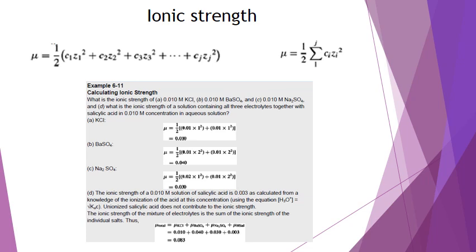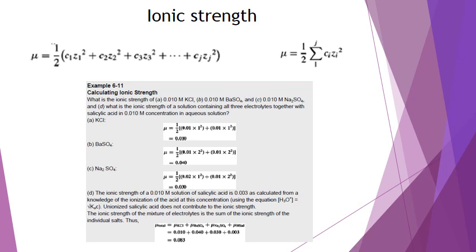And the example shown in this slide will show you how to calculate the ionic strength for the individual ions, as you can see, for 0.01 molar KCl, 0.01 molar BaSO4, and 0.01 molar Na2SO4. So from these you can know exactly how to calculate it using this equation for the individual salts, and then if you want to put all the salts together you can calculate the ionic strength for the total number of ions inside the solution.